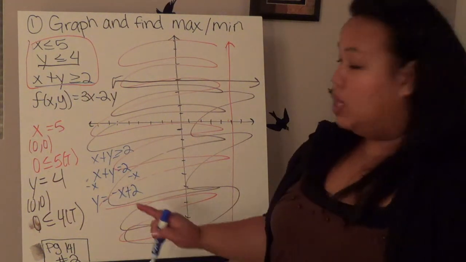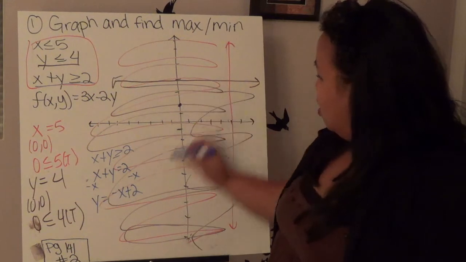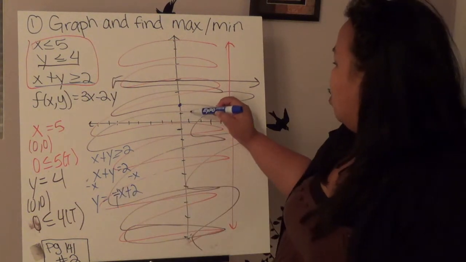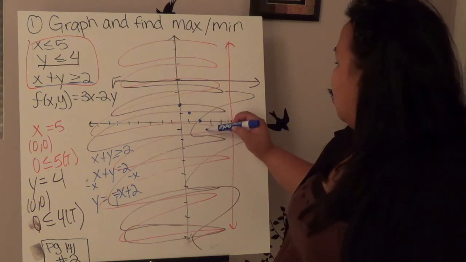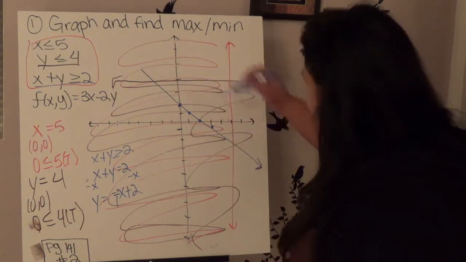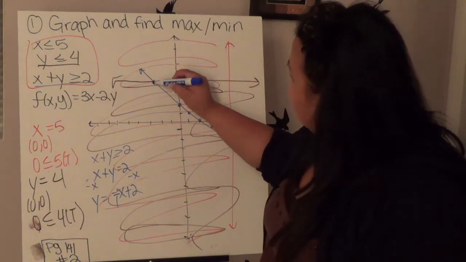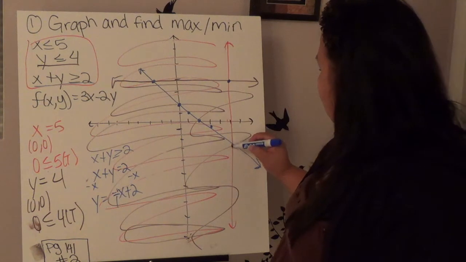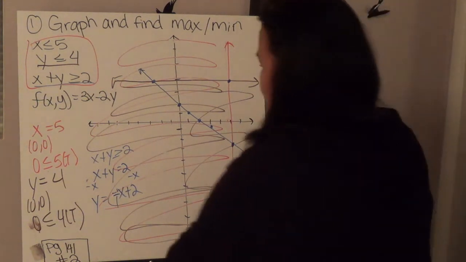Alright? So because of that, that means I'm going to start at 2, 1, 2. And then this is 1 over 1, negative 1, so I'm going to go down 1, over 1, down 1, over 1, down 1, over 1. Right? So, those are my 3 vertices.